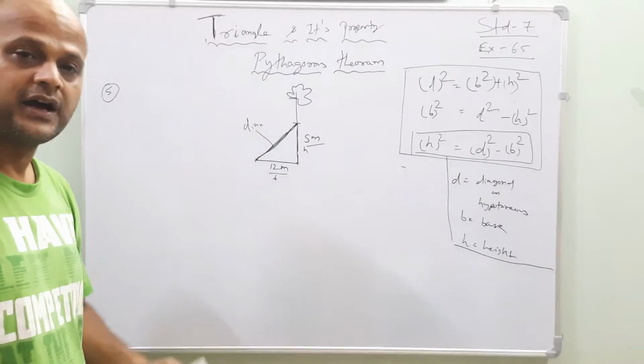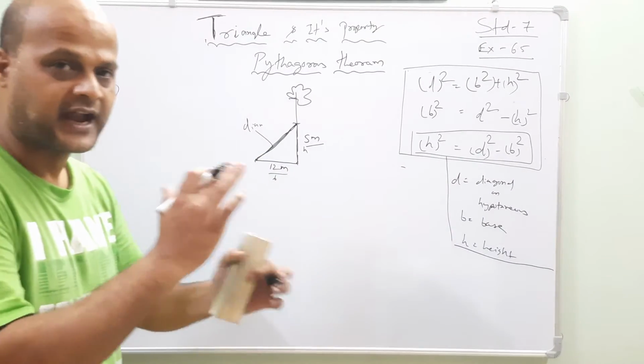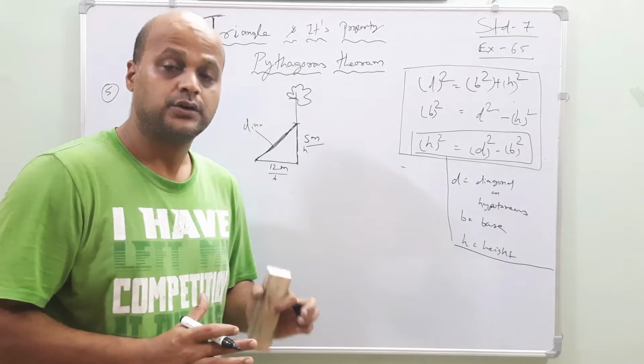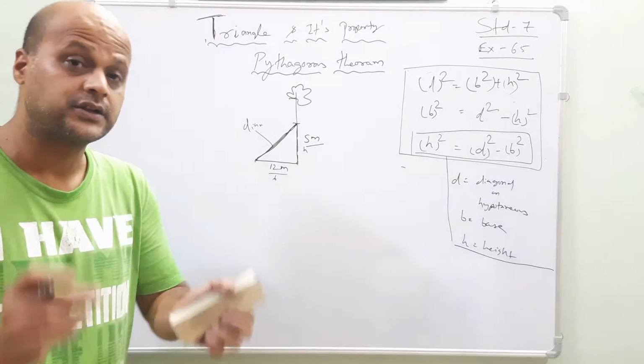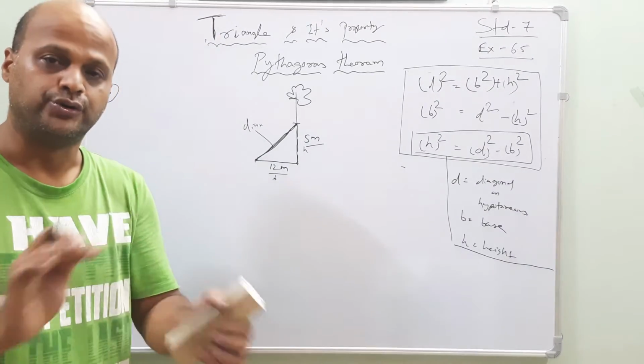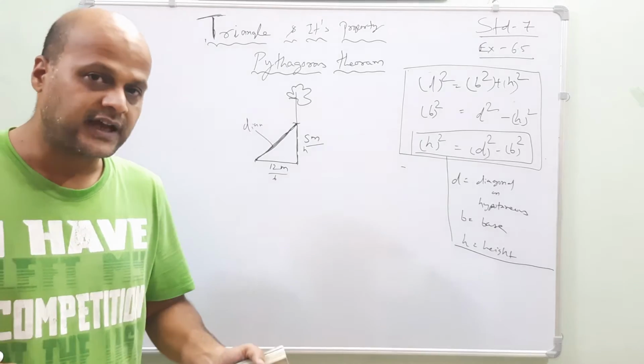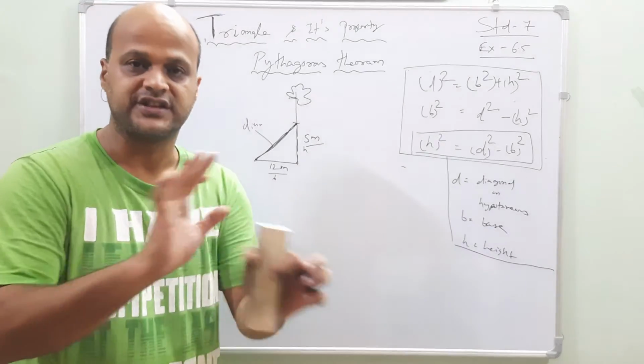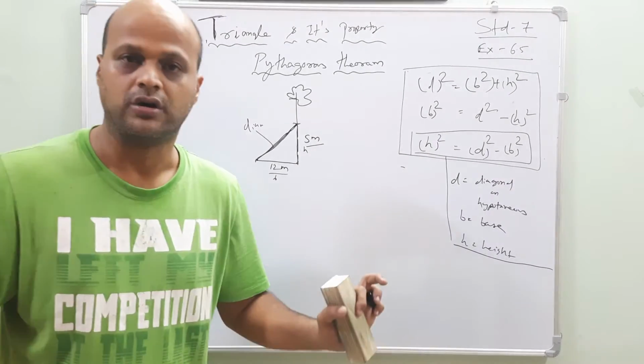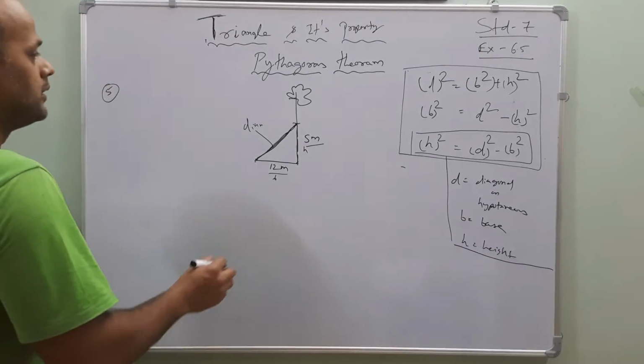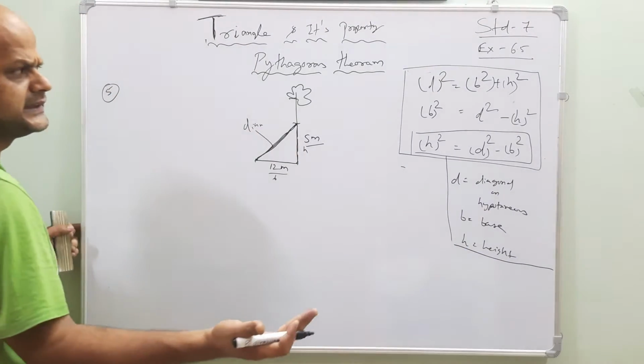Now 5 meter is the height. Okay, now here you can't change it. My dear friends, you may say, sir, that the smallest one becomes the base here. No, according to the statement, whatever it is asking, you have to do like that only. Don't change it. If you change, it will be wrong. Understood? Okay. Now the diagonal is easier.